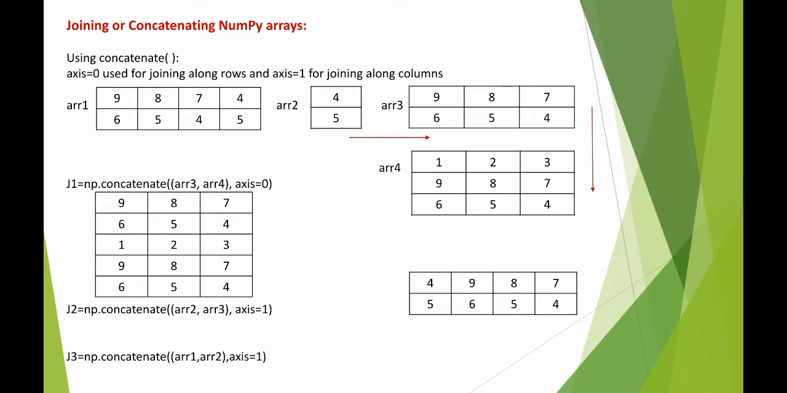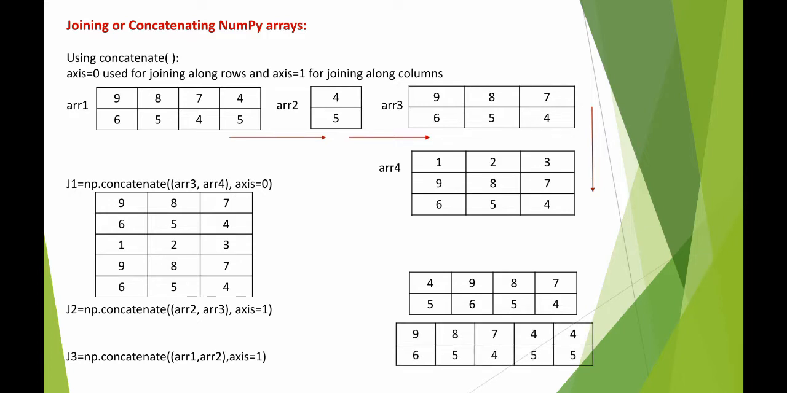So the output will be somewhat like this. With this arrow we are showing the direction of concatenation. So the output produced will be somewhat like this. Here you can see the total number of columns is now 5, 4 for ARR1 and 1 of ARR2. So both of them combined to form 5 columns. Okay.